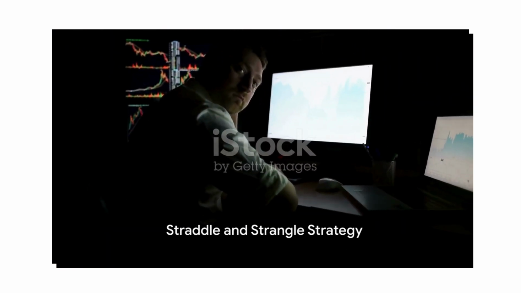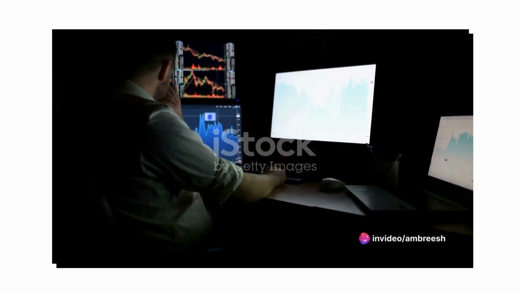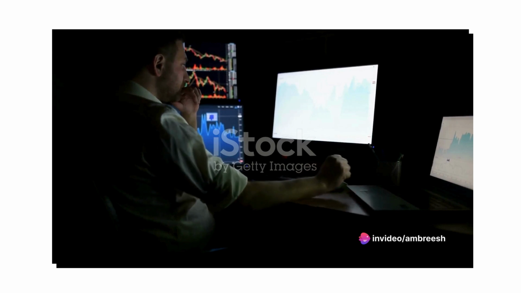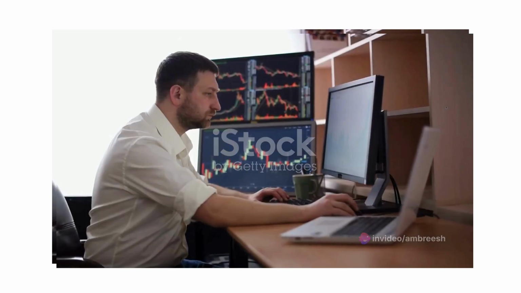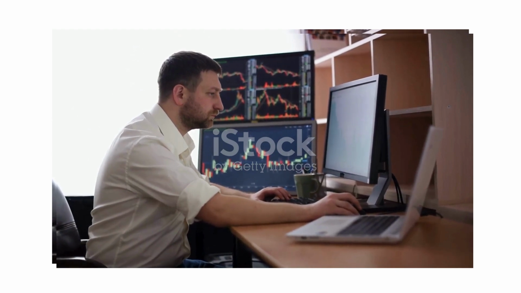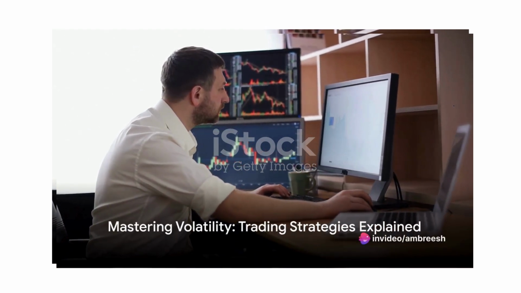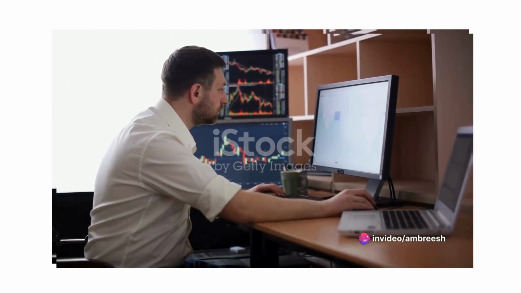Next is the straddle and strangle strategy. A straddle involves buying a call option and a put option with the same strike price and expiration date simultaneously. A strangle, on the other hand, involves buying out of the money call and put options with different strike prices, but the same expiration date. The idea is to profit from significant price movements regardless of the direction.